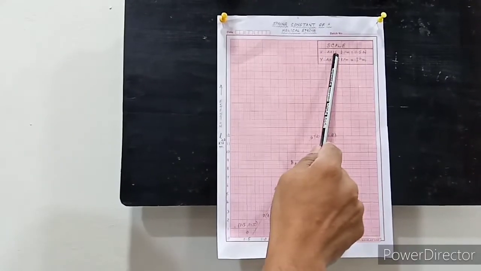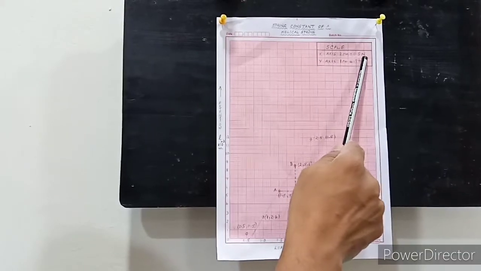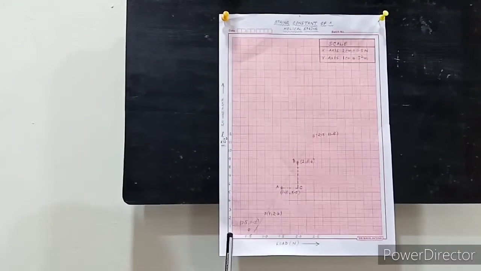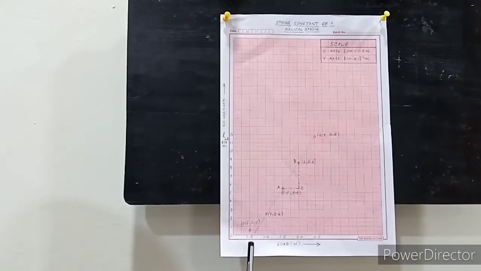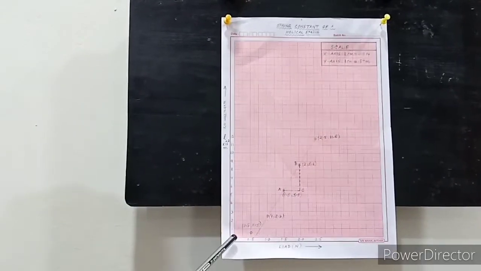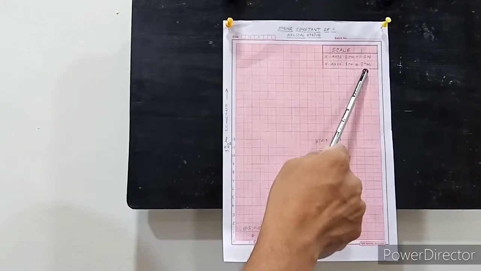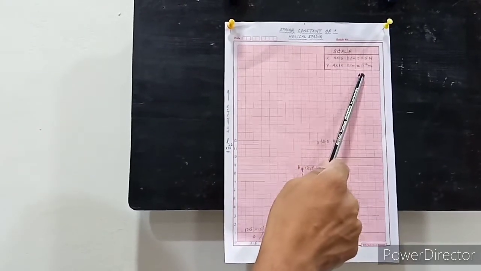Along the x-axis, what scale have I taken? Every 2 centimeter is equal to 0.5 Newton. You see here, 1, 2, 2 centimeter is equal to 0.5 Newton. Along the y-axis, what have I taken? Every 1 centimeter is equal to 10 power minus 2 meter. Have you understood how to choose the scale? Good.